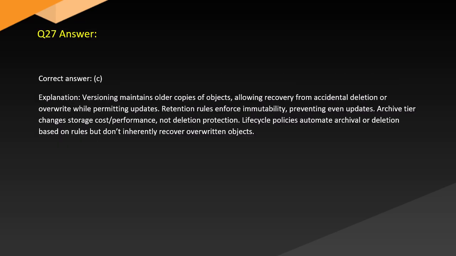Answer. Correct answer: C. Explanation. Versioning maintains older copies of objects, allowing recovery from accidental deletion or overwrite while permitting updates. Retention rules enforce immutability, preventing even updates. Archive tier changes storage cost and performance, not deletion protection. Lifecycle policies automate archival or deletion based on rules, but don't inherently recover overwritten objects.